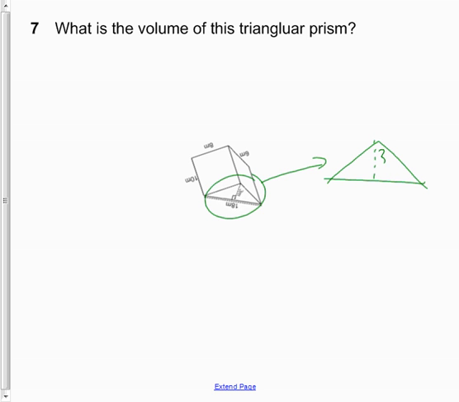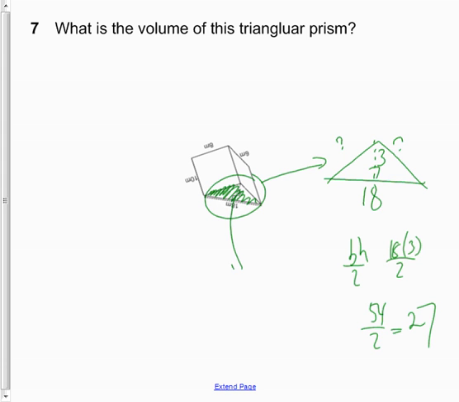If I put in the measurements, it's 3, 18, and I don't care what these two measurements are because that does not affect the area of the triangular face. Base times height divided by 2. I know my base and I know my height. 18 times 3 is 54. Half of 54 is 27. So the area of the base, this base here of a triangular prism, is 27 meters squared.